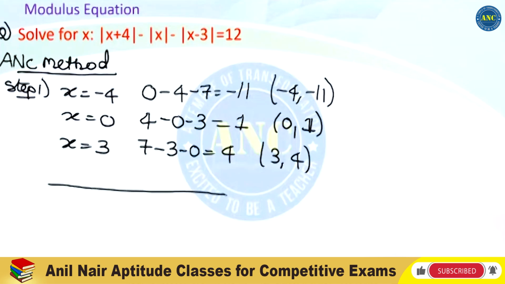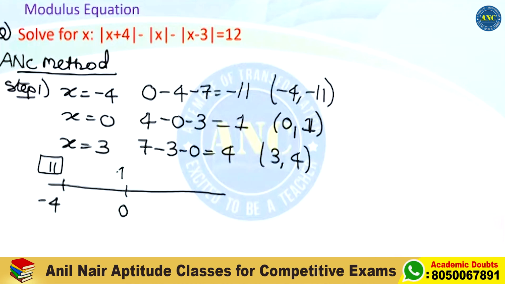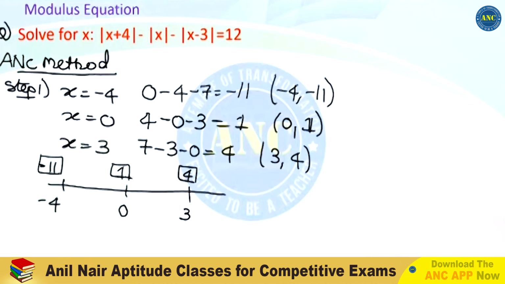Take it on a number line. Listen carefully, sir. This critical point is minus 4, and the value is minus 11, write it down at the top. This critical point is 0, the value is 1, write it down at the top. These are minus 11, not 11. This critical point is 3. Write down the value at the top, which is 4. Now let me see the behavior of the graph.